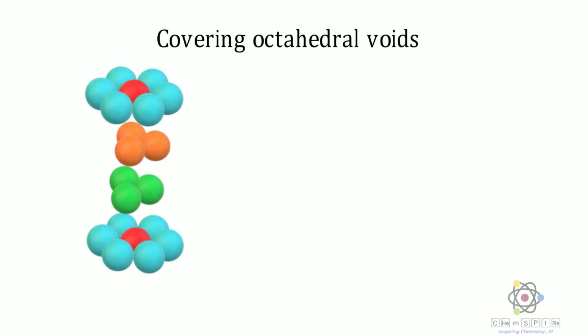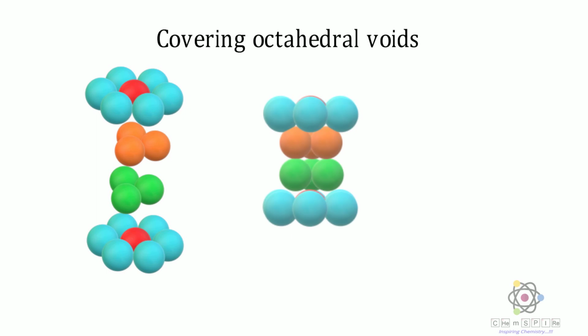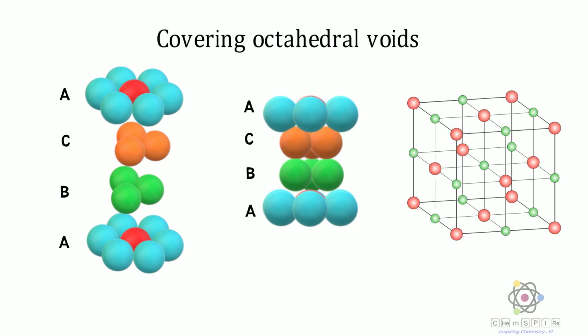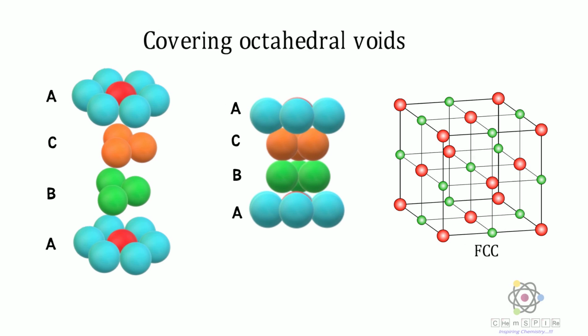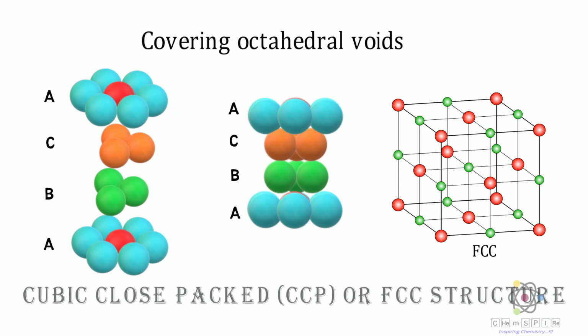Second, covering octahedral voids. In this type of arrangement, the third layer is not similar to the first layer. So the arrangement that we get is ABC type of arrangement. The examples of this type of arrangement are aluminium, copper, nickel, etc. And the structure is called cubic close packed or FCC structure.